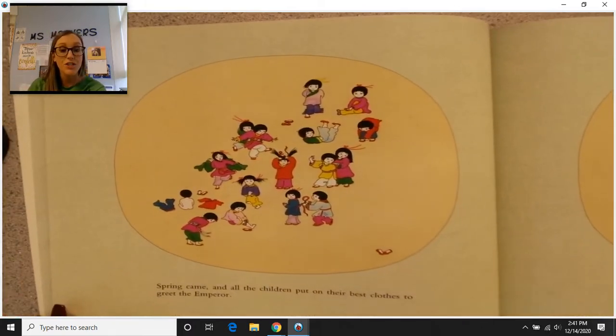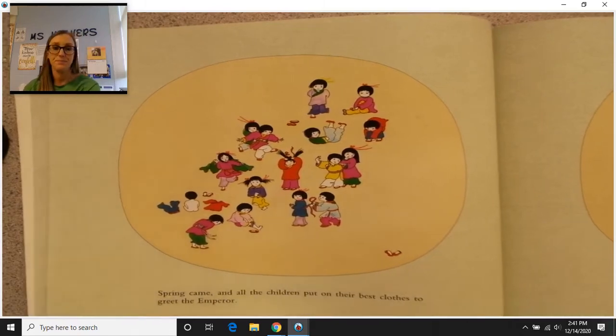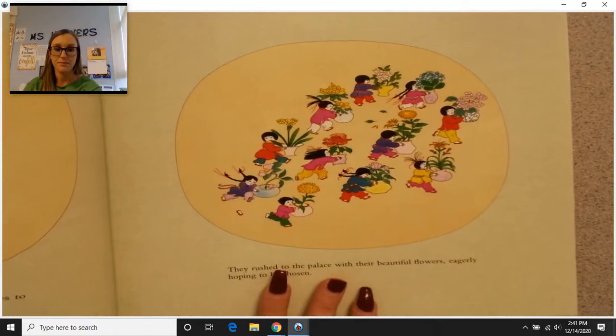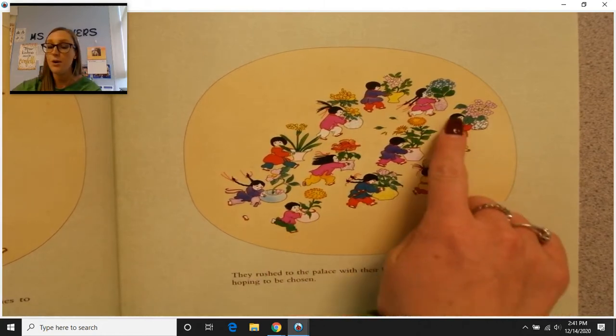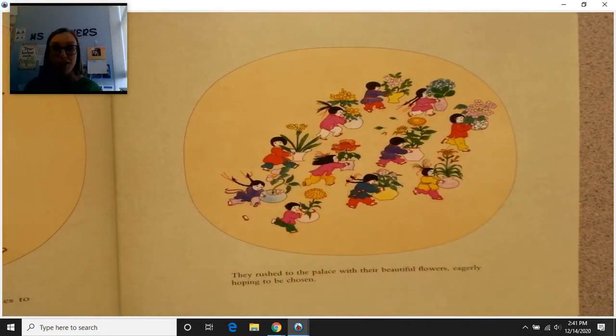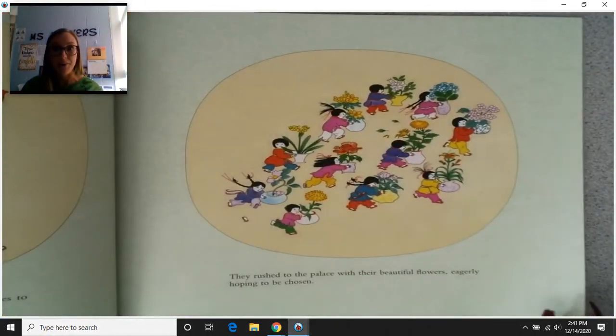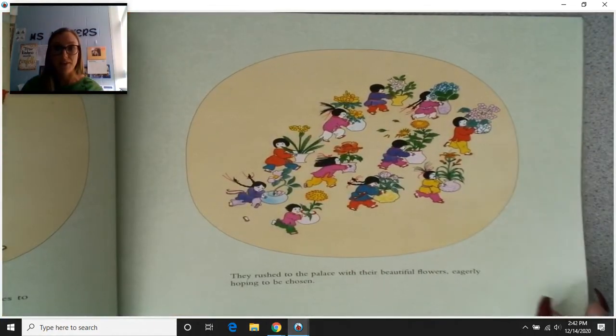Spring came and all the children put on their best clothes to greet the emperor. They rushed to the palace with their beautiful flowers, eagerly hoping to be chosen. So here we see all of the children rushing to the palace with their flowers that they have grown throughout the year with that seed.